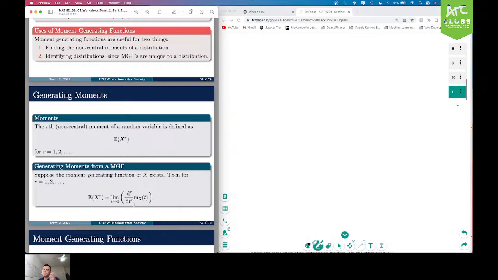Not all the time are you going to be able to sub in t equals 0. There will be cases where there'll be a little bit of misbehavior at t equals 0. So we can overcome this in the notation by observing that we can take its limit, which is a little bit more robust. So we can find the rth moment of our random variable X by taking the limit as t approaches 0 of the rth derivative of our moment-generating function. That's how you interpret that. Cool.